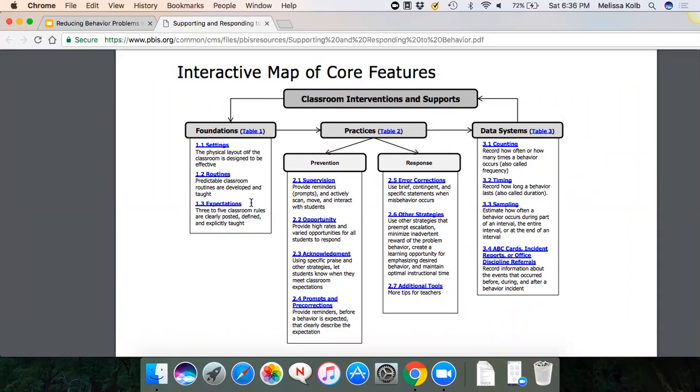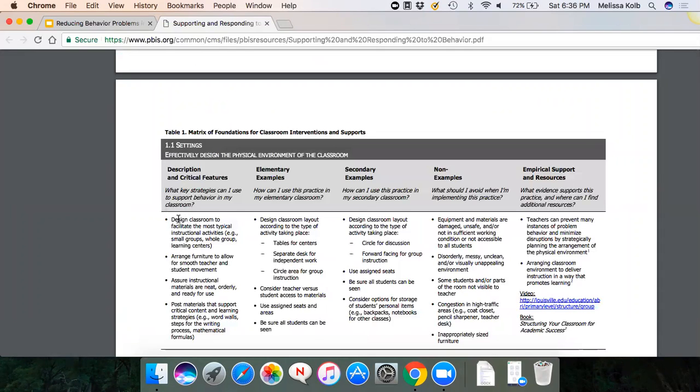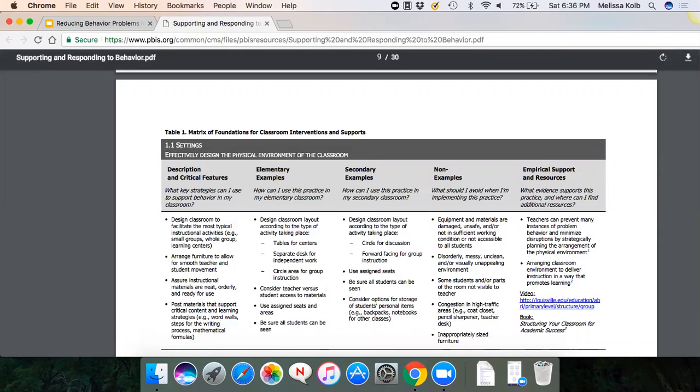The great thing about this resource as you get into it is these are each hyperlinked, and it'll take you to another table that helps you to think about what it is that we're talking about. You'll see some elementary and some secondary examples in terms of applying this recommendation. You'll see some non-examples in terms of what you wouldn't want to see when you're looking at this idea, and then also the connection in terms of what's the research background that supports this.